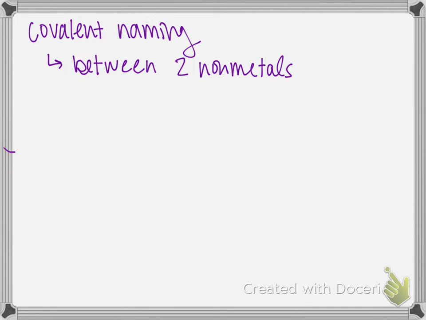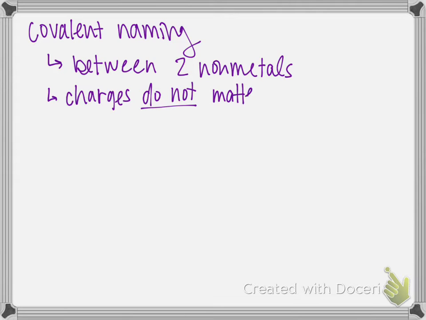But covalent naming is between two non-metals. Now, what are the charges on all non-metals? Negative. So if I put together a negative and a negative, would it ever come out to be a neutral compound? No. So here's the thing about covalent naming: charges do not matter. I think that covalent naming is the easiest type of naming that we do because it is very, very straightforward. Okay, you name things exactly as you see. There's no crisscross. There's no balancing of charges. It's just you see it and you name it.